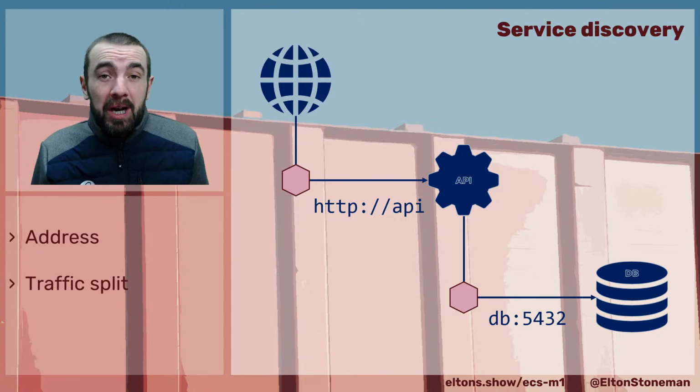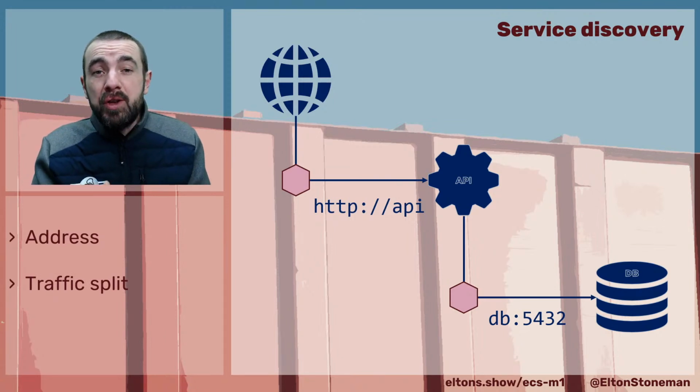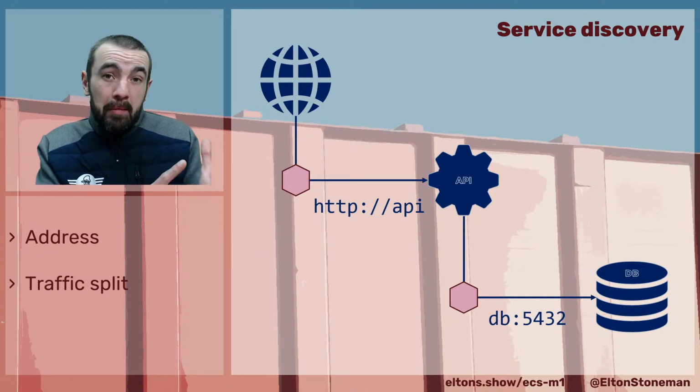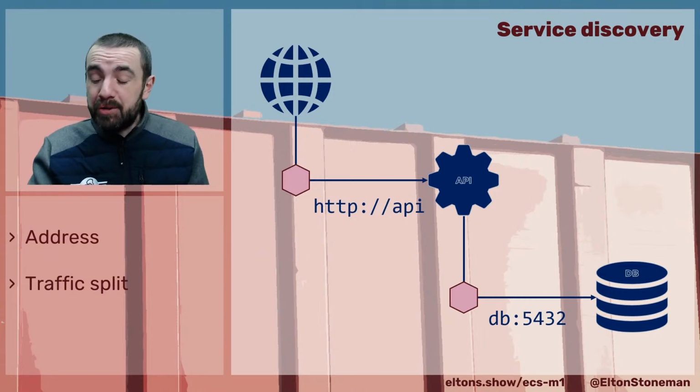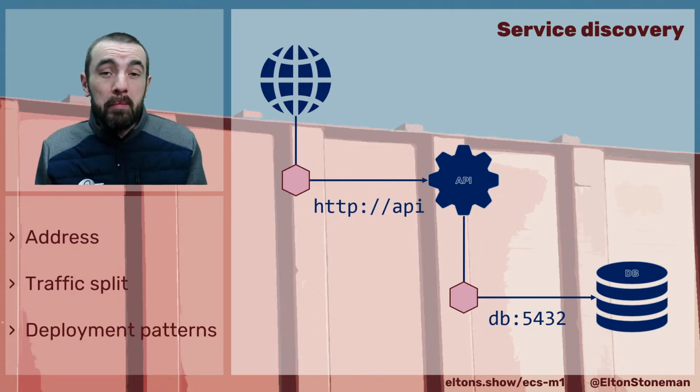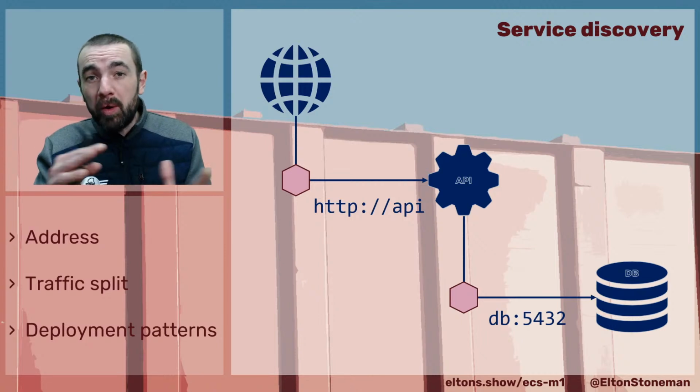And then you can split the traffic. Because you own the address, when my website thinks it's talking to my API on this domain, you can intercept that and send it somewhere else. That enables you to do all sorts of interesting deployment patterns, because suddenly you control the flow of the traffic between all of your application.